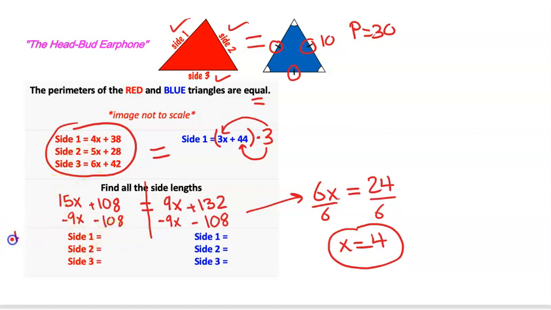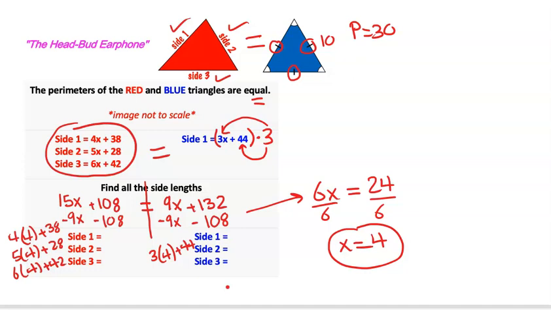Well, I would take 4 right there times the x value 4. And then I would go plus 38. And then I do the same thing. 5 times 4. I guess I got time. I can write this out. You can fast forward this if you want. And then I would do 6 times 4 plus 42. There you go. So calculate those. You'll get those sides. And then since all three sides are the same, you would do 3 times 4 plus 44. And then you would just copy that number 3 times. So I'll go ahead and do that really fast here.